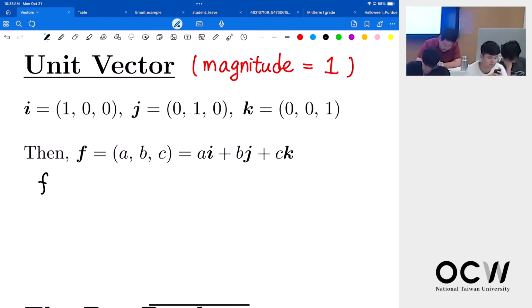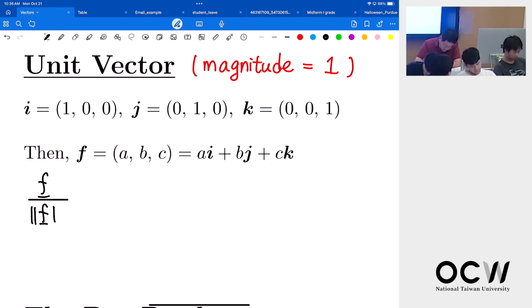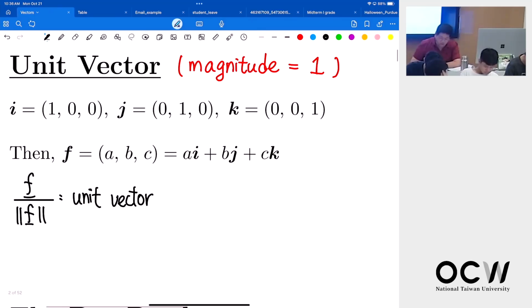So if it is a vector, we have an underscore, underbar. Later on, when we talk about the matrix, we have double underbars. So this is a vector. Divide by the norm. Then this is also the unit vector. And this unit vector is in the direction of the vector f, in the same direction.